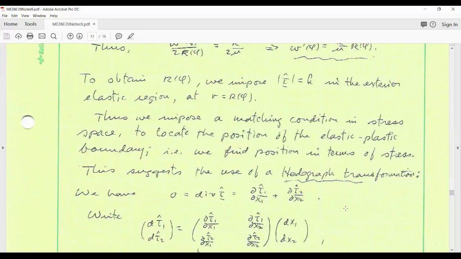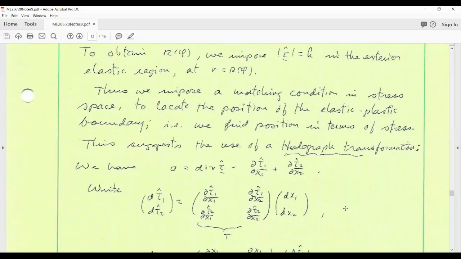And that suggests that we might as well work in stress space to begin with. That is to say, we might as well try to find a formulation in which we can, instead of solving for stress in terms of position, solve for position in terms of stress. That brings to mind something we did before called the Hodograph Transformation, in which we interchange the roles of the dependent and independent variables. So instead of regarding x and y, or x1 and x2 as the independent variables, we'll work with the formulation in which, say, the components tau hat 1 and tau hat 2 in an orthonormal basis, we'll take those to be the independent variables and see what we can do.